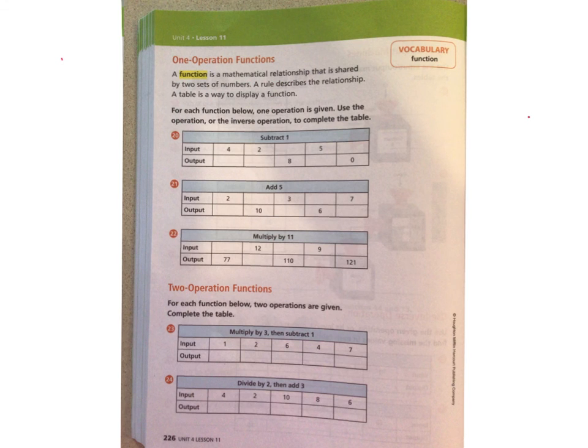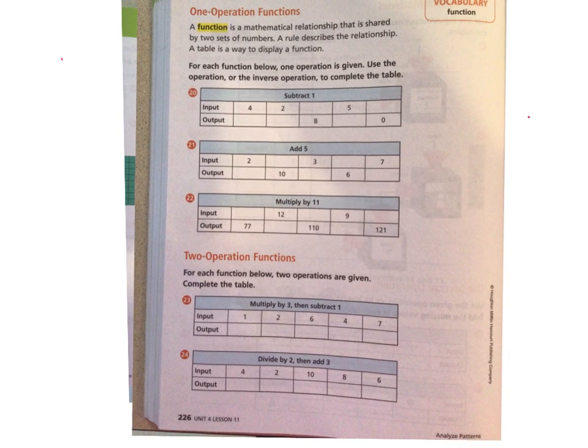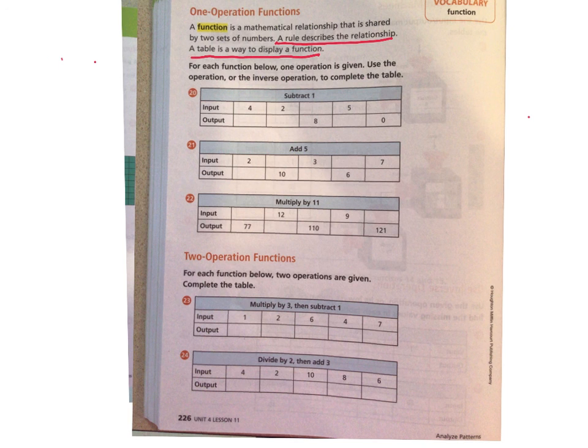This is going to be very similar to what we just did, guys. They're going to give you a rule for each table. Let's look at the first one. It says a function is a mathematical relationship that is shared by 2 sets of numbers. A rule describes the relationship. A table is a way to display a function.